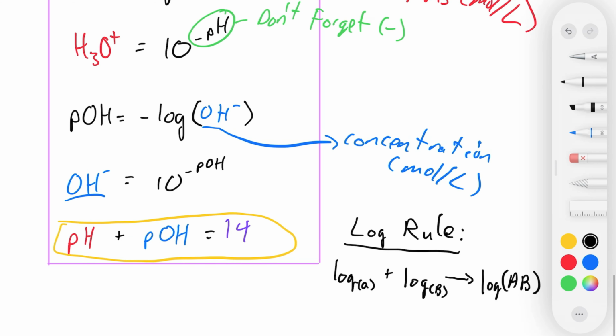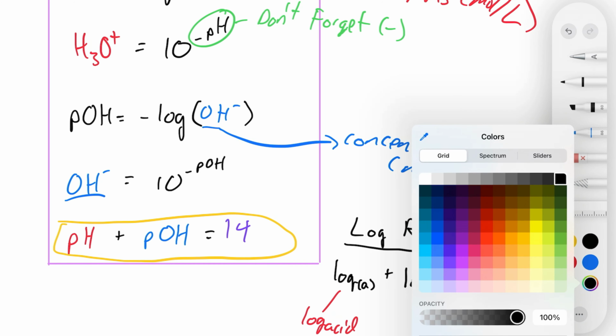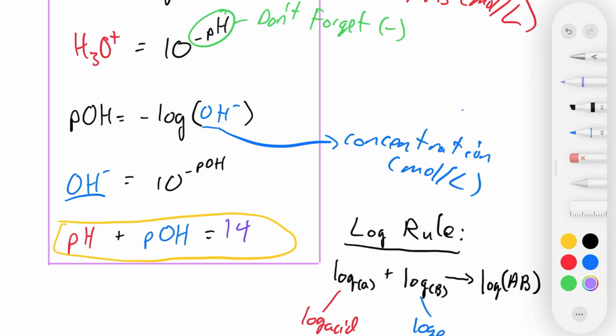And so what we're basically saying with this formula here is that the log of the acid plus the log function of the base is equal to the entire scale of pH and pOH, which is 14. So combined, they always have to equal 14. And so this is where this actually comes from.